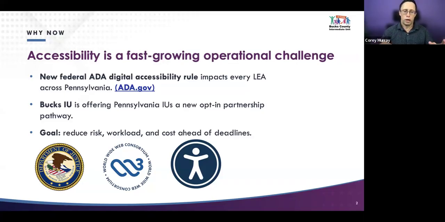We are through Bucks IU and our partnership with ArtScan and Accessibility on Demand, offering all the IUs an opportunity to opt into a partnership, and Rachel will give you the details.